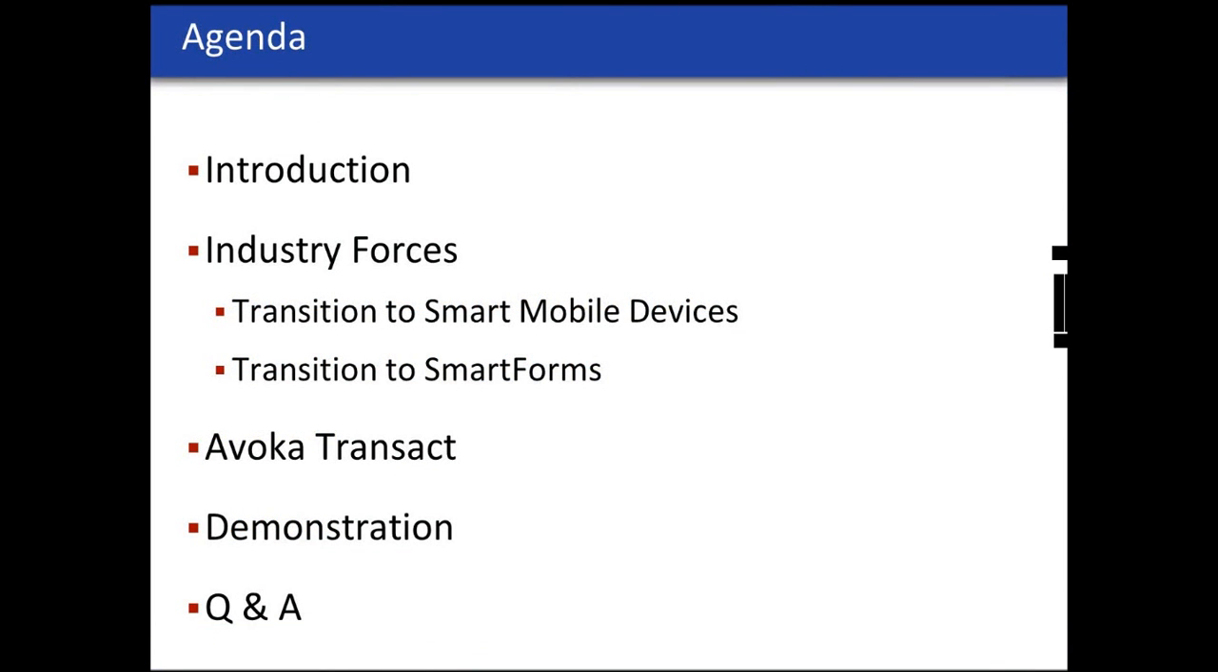Alright, so here's what we're going to do. We just did the introduction. We're going to look at some industry forces that are driving the transition to smart mobile devices, that are driving the transition from PDF, paper, electronic static forms to SmartForms. We're going to look briefly at Avoka Transact. We're going to get into the demonstration, and it'll take us about 15 minutes to get to the demonstration, and then we'll move into Q&A.